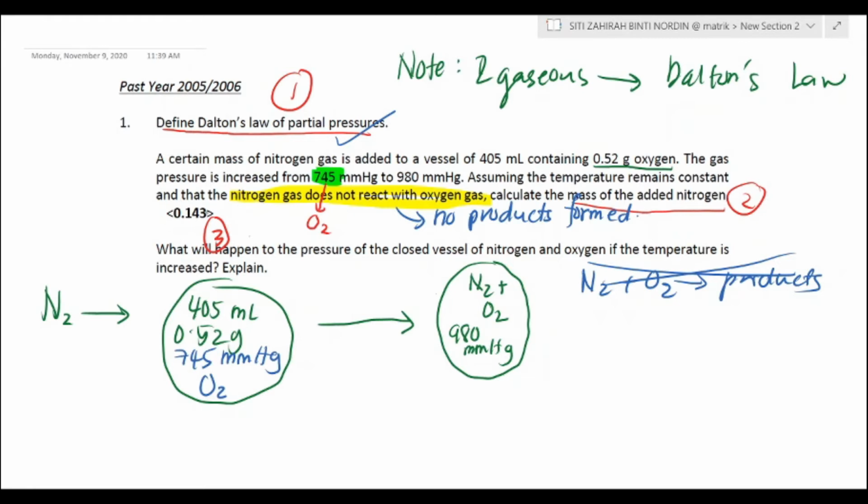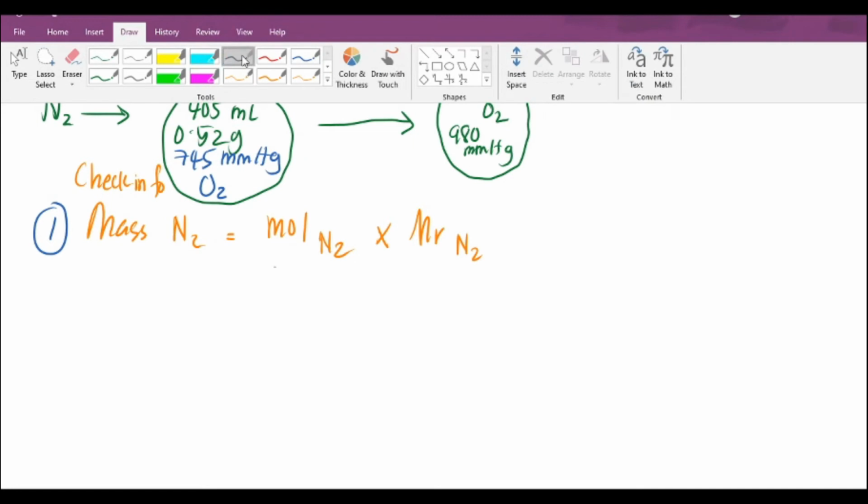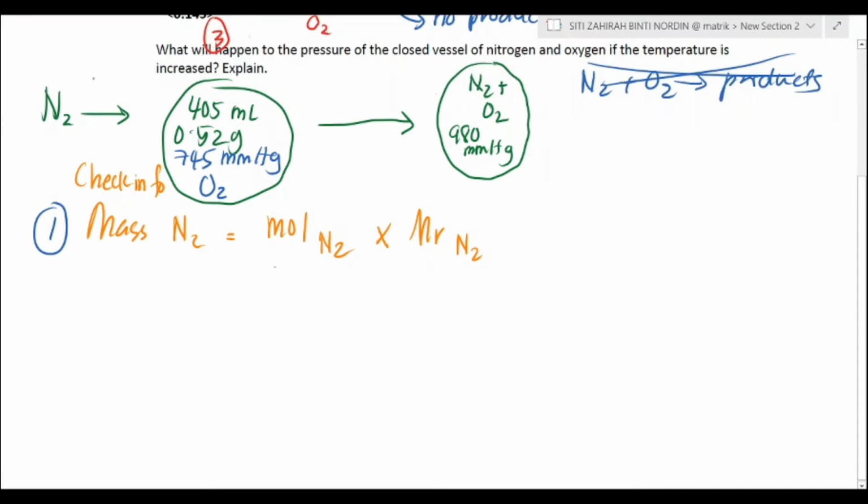Alright, so first calculate the mass of the added nitrogen. You've already been given the final answer, so let's try and work it out first. We need to figure out our big formula first, which is the mass for nitrogen gas. In order to find the mass, we're going to use the formula: mole of nitrogen times the molar mass of nitrogen. So check your info. Which one has already been given to you? Do we have the mole of nitrogen? No, we don't have any information regarding nitrogen. Do we have the molar mass? Yes, we can calculate this.